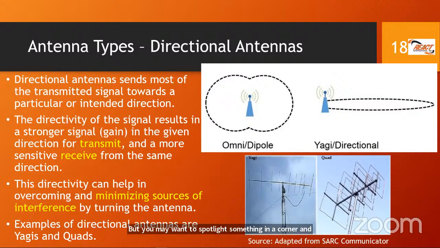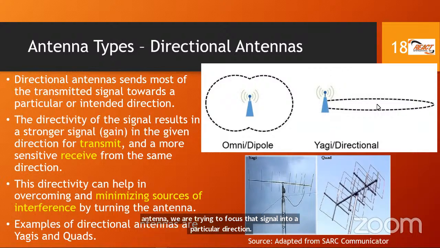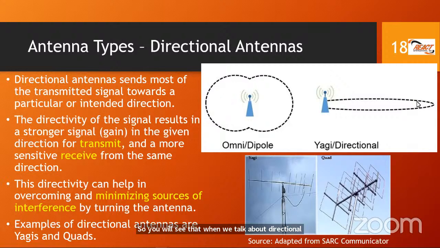So we do that with antennas as well, and they're called directional antennas. Antennas that do 360 are normally called omnidirectional, or 360 degrees in azimuth, right? They transmit, and the radiation pattern is all around, all directions, 360. But with the directional antenna, we are trying to focus that signal into a particular direction. You will see that when we talk about directional antennas. And directional antennas will focus this transmit signal in that particular direction.